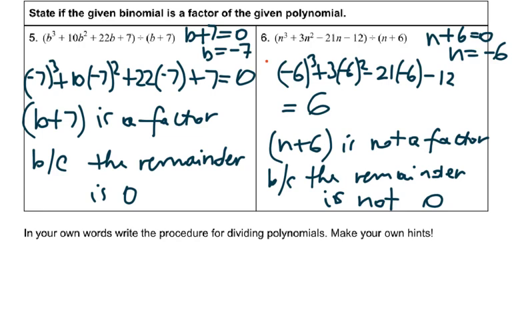This video is a little longer than other videos, so look over your notes and in your own words write the procedure for dividing polynomials. That will help you in the future, which means make your own hints.